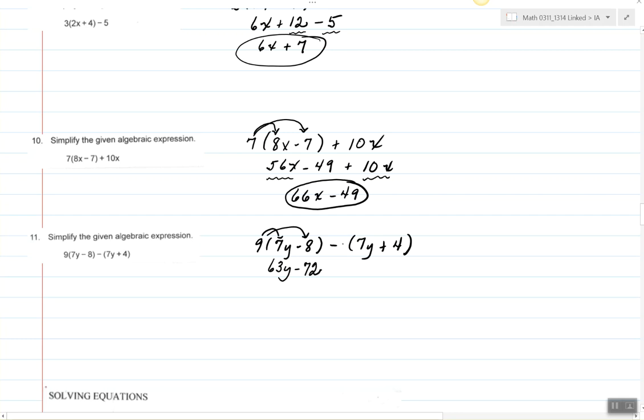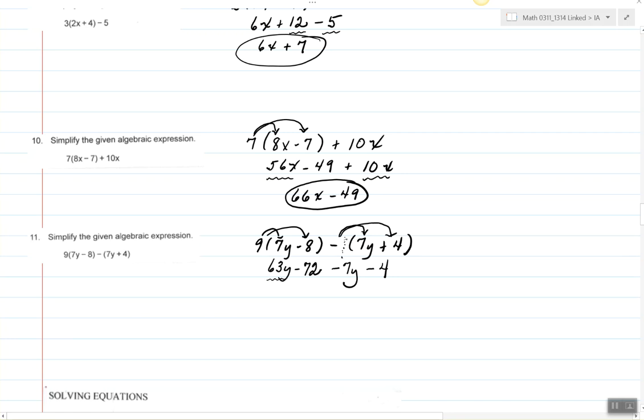Now, over here we need to be careful. There does not seem to be a number in front of the parentheses, so I realize it's an invisible 1. It's a 1 and the sign is negative. So I'm going to be very careful, and I'm going to distribute a negative 1. Negative 1 times 7y is negative 7y. Negative 1 times 4 is negative 4.